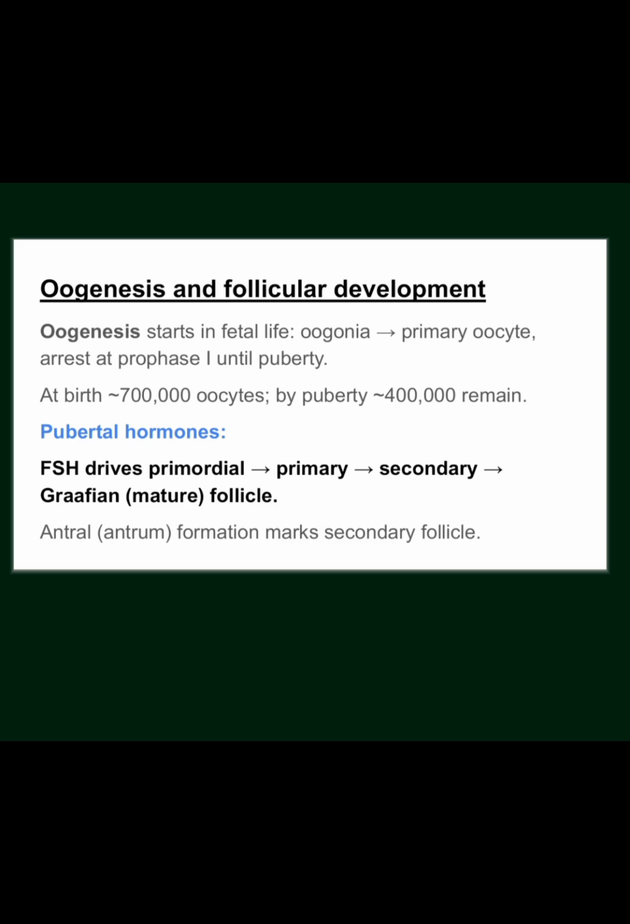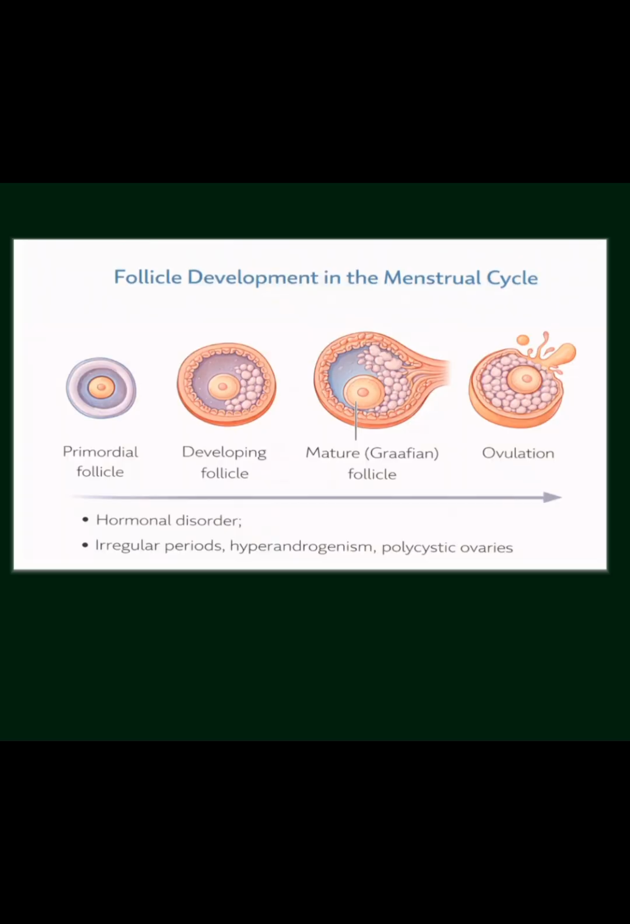The antrum marks the development of the secondary follicle. The antrum is the follicular fluid in a secondary follicle. For follicular development in the menstrual cycle, we have the primordial follicle, the developing follicle, the mature follicle, and then ovulation taking place. The antrum is that fluid region, which marks development of a mature or secondary follicle, or the Graafian follicle itself.